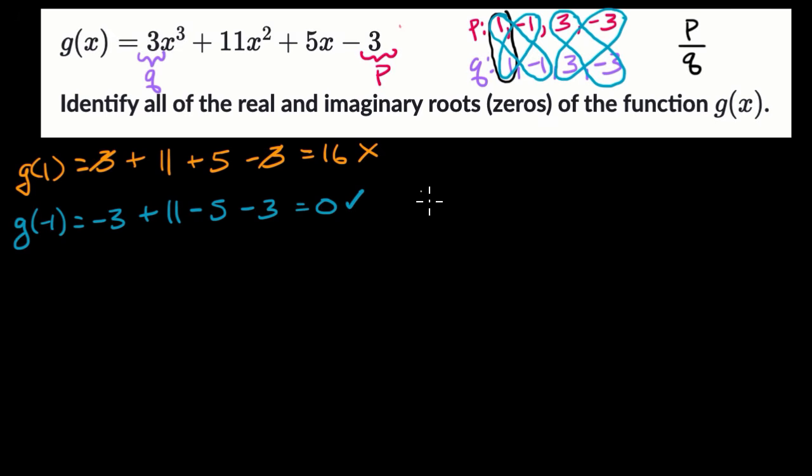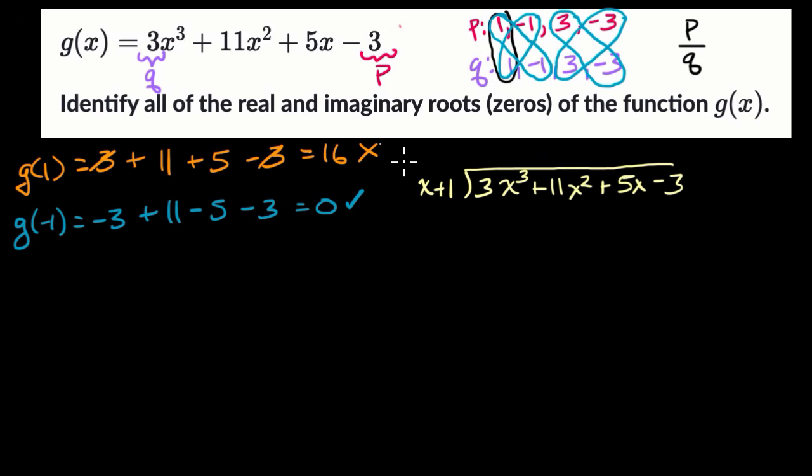So if I take x plus 1, I'm going to do algebraic long division. You could also do synthetic division, but I prefer algebraic long division because it feels a little less mysterious. So x plus 1 goes into 3x to the third plus 11x squared plus 5x minus 3. You just look at the highest degree terms. x goes into 3x to the third 3x squared times.